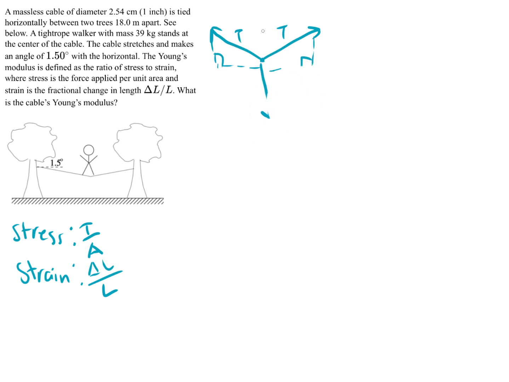Hold on, I'm going to redraw this part. And this is pointing down, that's mg. Here is the angle theta, which you can get using alternate interior angles. And so this is T cosine theta, and this is T sine theta. You can use some basic trigonometry to figure this out. And now we can write our equations.